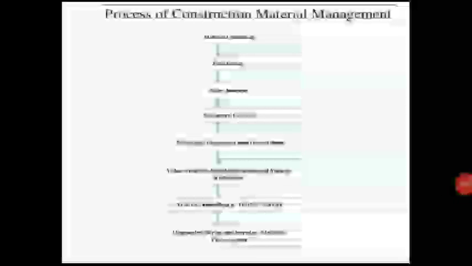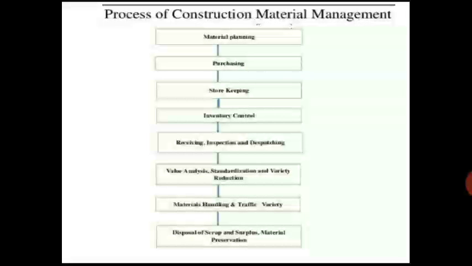Next, value analysis and standardization offer greater scope in reducing the material cost. By adopting this value analysis concept, we can reduce the materials cost, reduce the number of varieties, and also help in finding substitutes for the materials at lesser cost. By using this, we can minimize the total expenditure we are spending on materials.